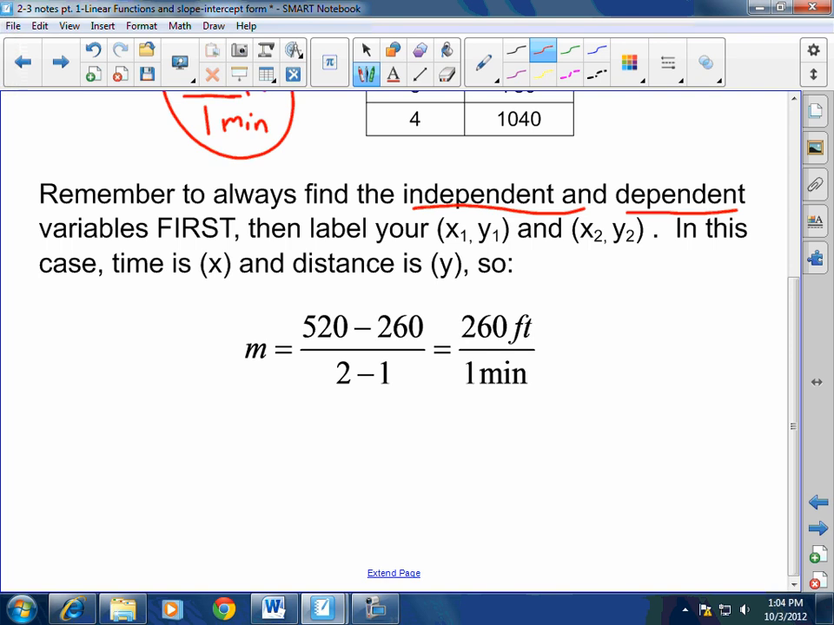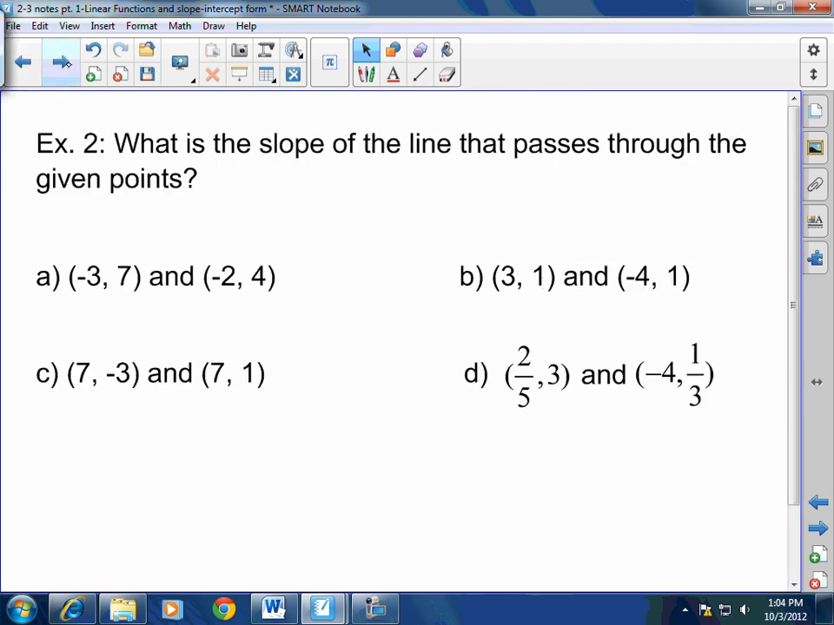Does that make sense, gentlemen? Okay, pretty simple, right? And you saw this last year, correct? And you saw this in 7th grade, didn't you? Yes, you did. Trust me. Okay, now, regardless, you saw it last year, and now you're seeing it again. So, we need to focus and pay attention. Now, what is the slope of the line that passes through the given points? Okay, this is very simple.